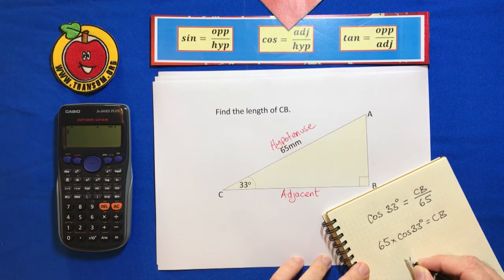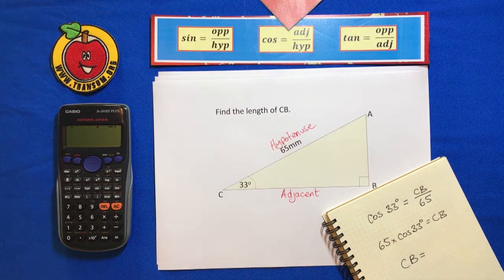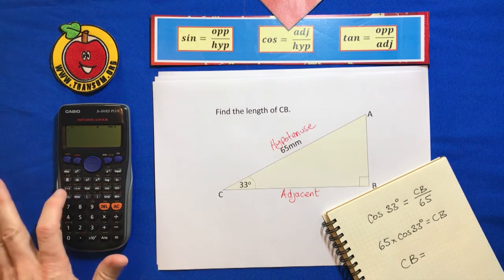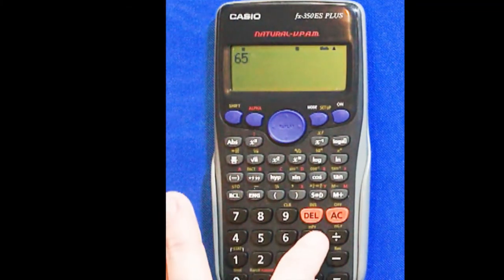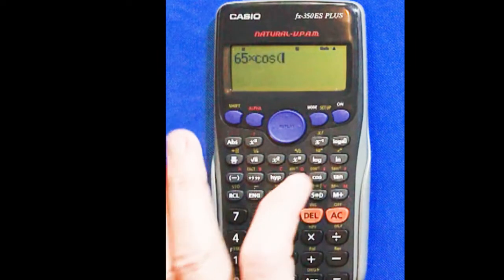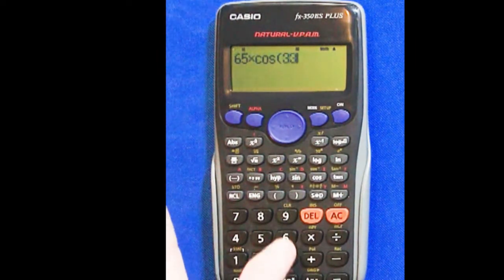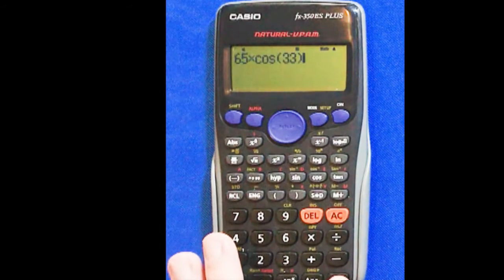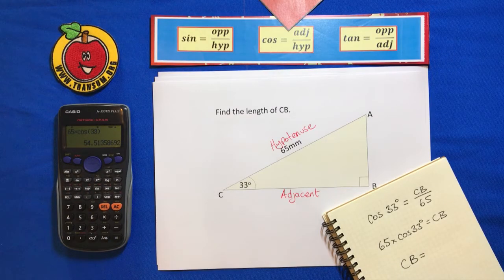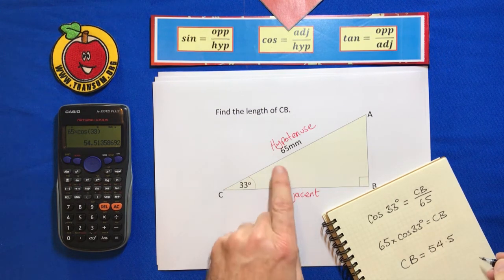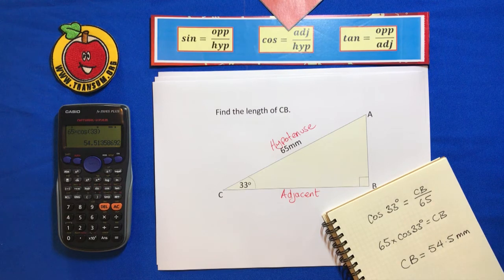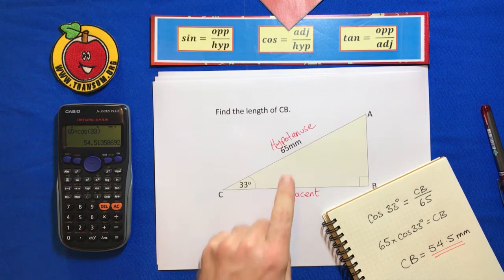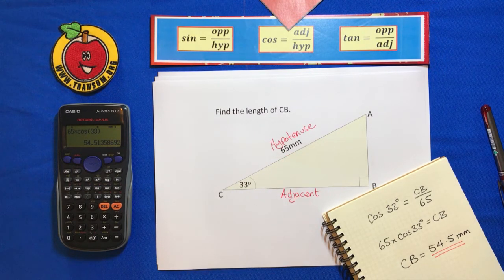And then go to the calculator to work out that CB is 65 multiplied by the cos, and there's the cos button there, of 33 degrees. I'll close those brackets to keep things nice and tidy. And I get the answer 54.5. The units were millimeters this time. Finally, look at the diagram. Does that seem reasonable? That's 65, so that could easily be 54, and that is to 3 sig figs.